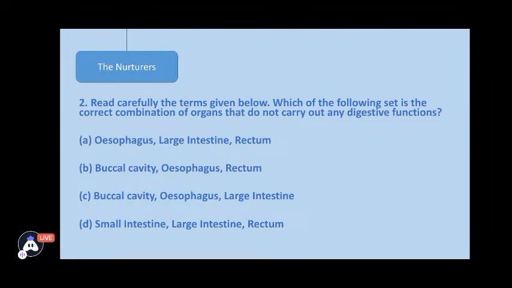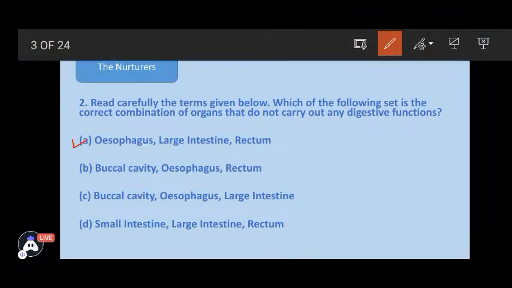Option A says oesophagus, large intestine, rectum. Option B says buccal cavity, oesophagus, rectum. Option C, buccal cavity, oesophagus, large intestine. And option D says small intestine, large intestine, and rectum. I hope you all are very well clear with the different functions of the different portions of the alimentary canal. So yes, very good. The correct answer is given by many.